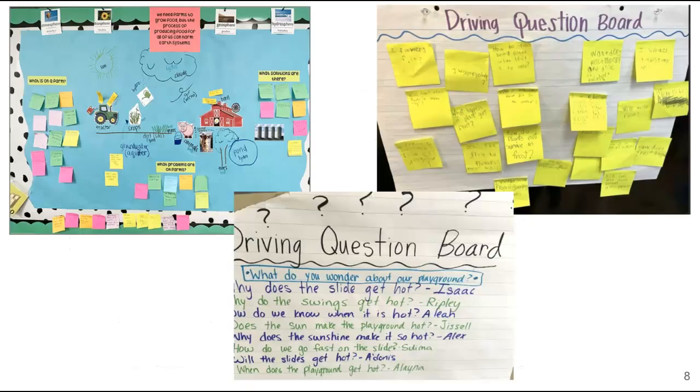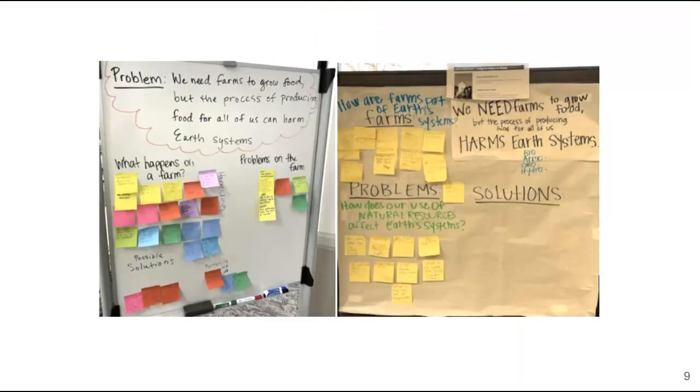Here are examples of driving question boards from other K-5 units. They depict the students' questions in categories, some along with a drawn model from the unit. Some driving question boards are simple lists of questions or groups of sticky notes posted on chart paper. Teacher and students can manipulate and move around questions and label categories together.